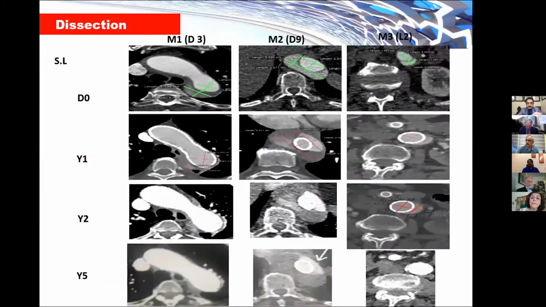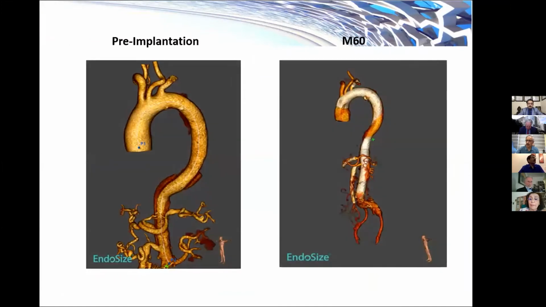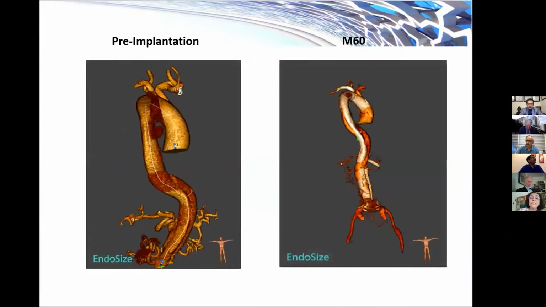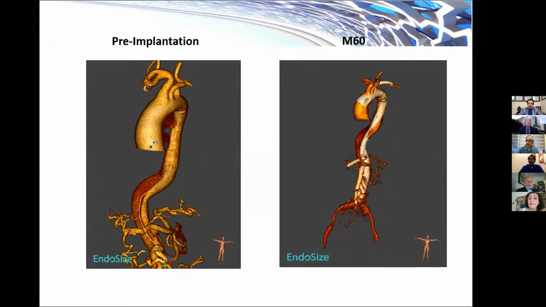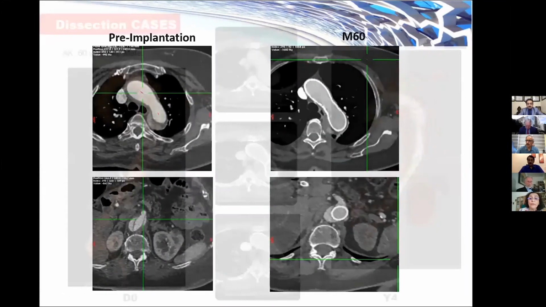This is the CT scan at different levels and different times of the follow-up until 5 years. This slide summarizes the reconstructed images before and at 5 years. This is the CT scan before and at 5 years. You could see the evolution of the false lumen.